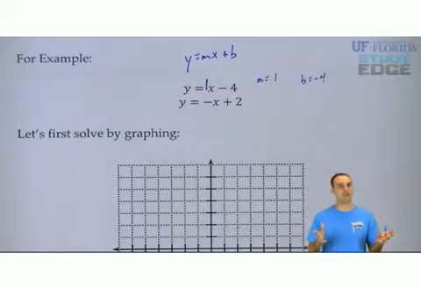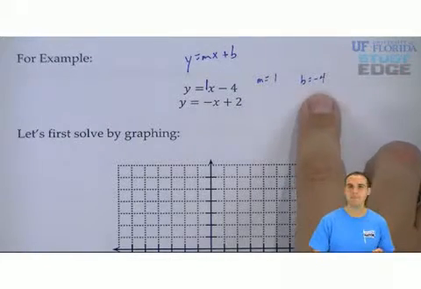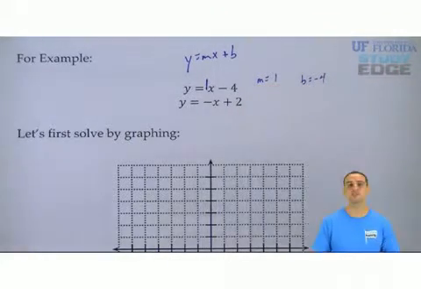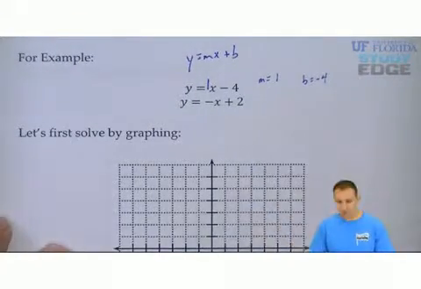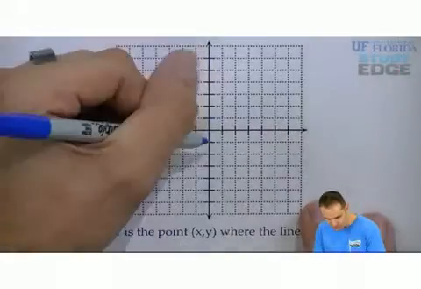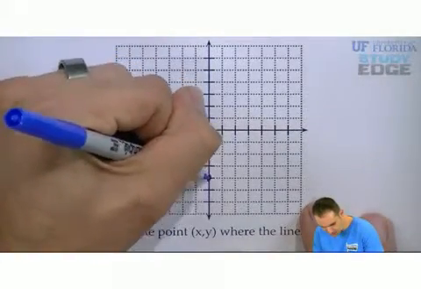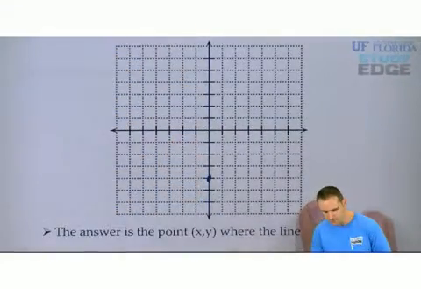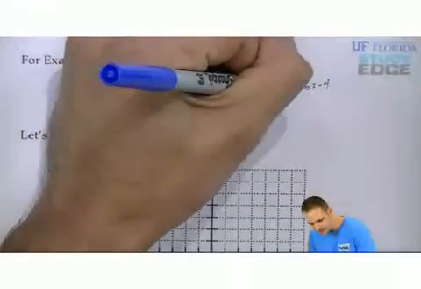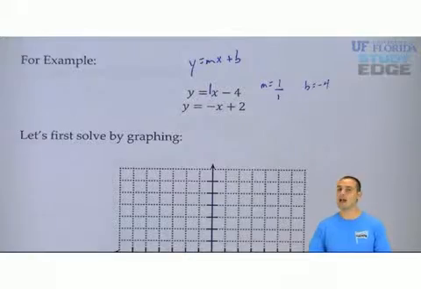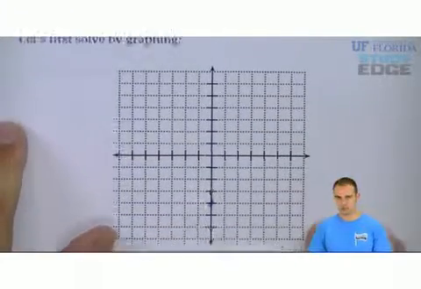Remember, to graph a line, you start with the y-intercept and then use your slope. That's one way to graph a line. So from here, I'll go ahead and plot my y-intercept, negative 4: 1, 2, 3, 4 down. And then my slope is 1. Remember, that's 1 over 1, so you can see it rises 1 and runs to the right 1.